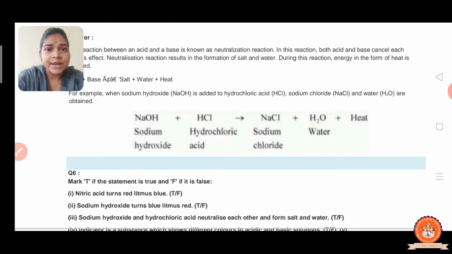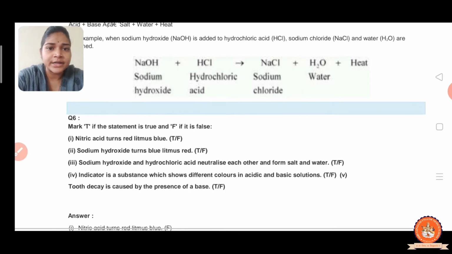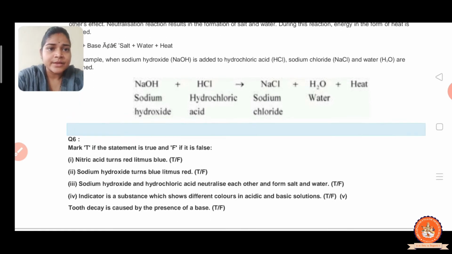Now see the chemical reaction. NaOH is sodium hydroxide, the basic solution, and HCl, hydrochloric acid, is the acidic solution. The acidic and basic solutions react with each other, then sodium chloride, salt, and water are formed, right? And heat is also evolved. In your textbook, HCl is given first.